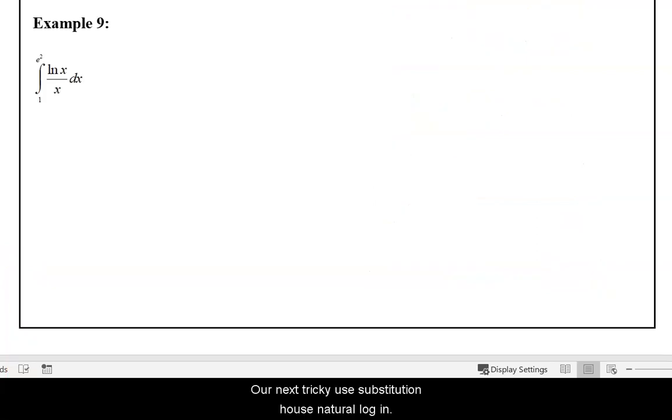Our next tricky u substitution has natural log in it. Lots of students do not like natural log, and they get that sort of sick feeling in their stomach when it pops up. You need to get over it because it's a pretty major function. It comes up a lot in the real world, and by a lot, I mean a lot. Get used to it. It's not going away.